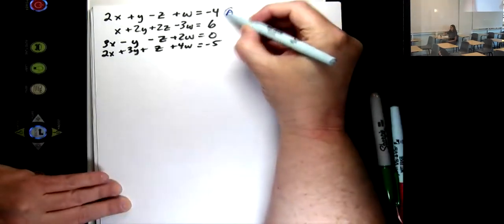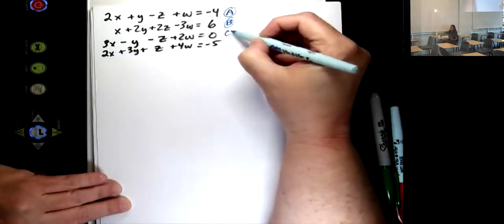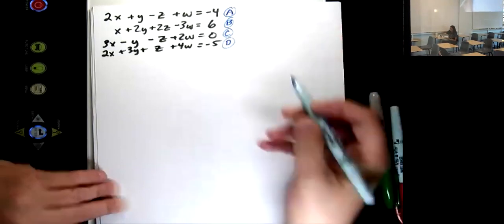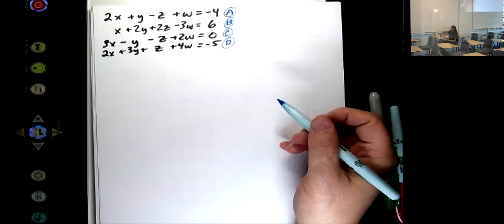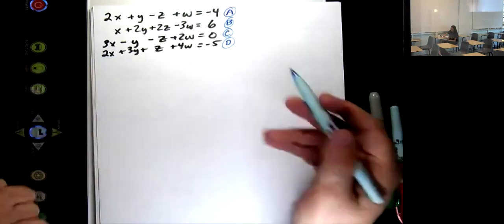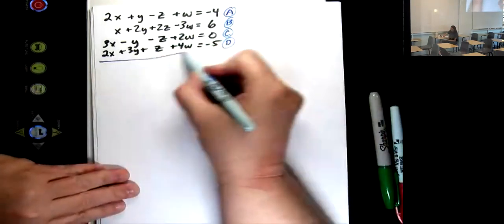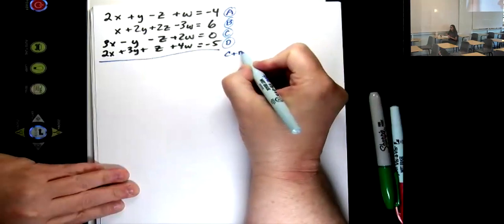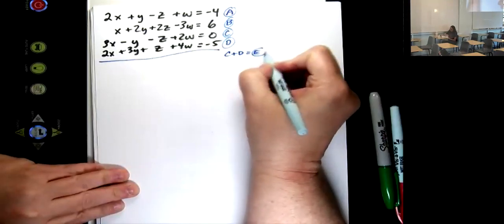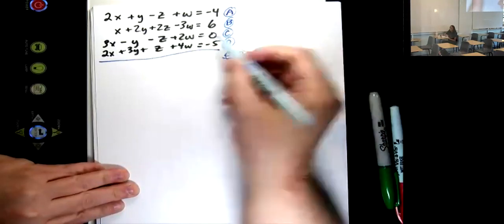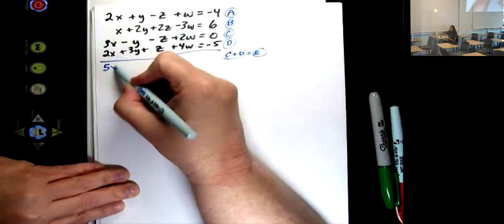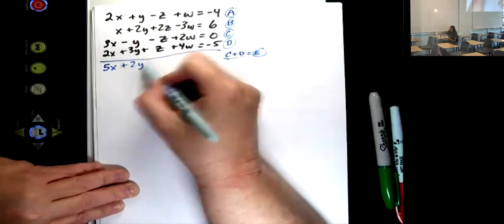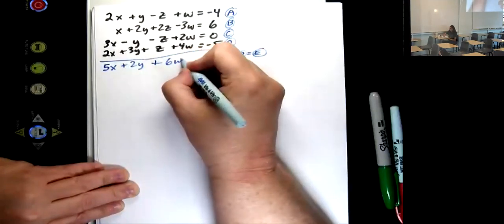Let me label these real quick. So it looks like if I add C and D together, this is going to be pretty easy. C plus D, we'll call this one E. Just add them up and Z goes away. 5x plus 2y plus 6w equals -5.